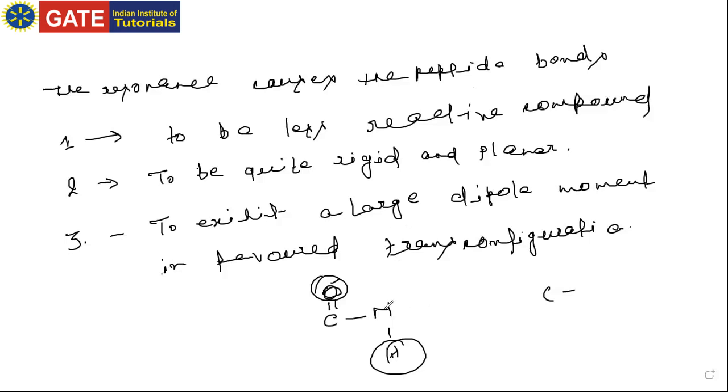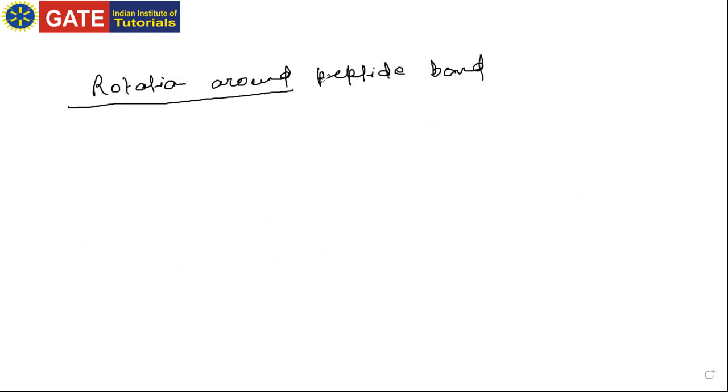Okay. So now we will discuss the rotation around the peptide bond. This structure will be there, you know, C double bond O, this N, and the terminal carbon. This carbon will be an alpha carbon, and this carbon will be an alpha carbon. This kind of structure will be there.